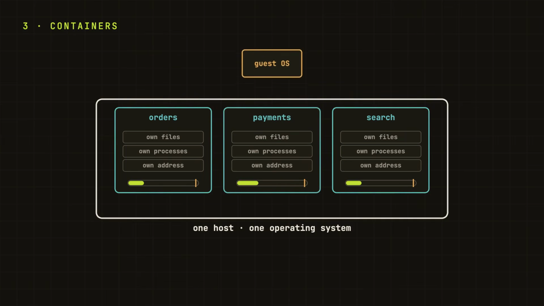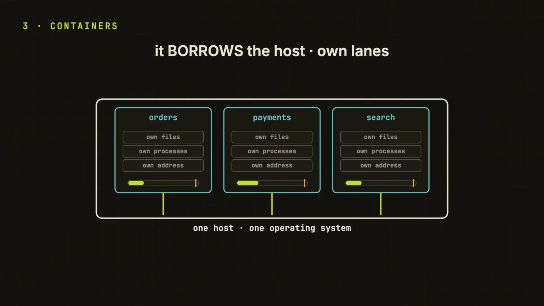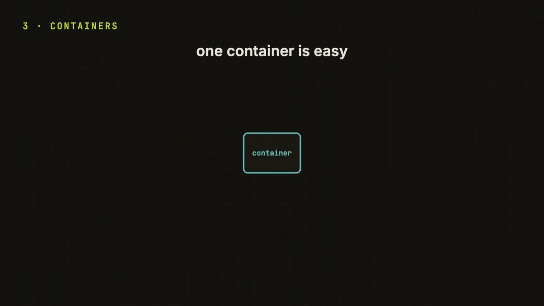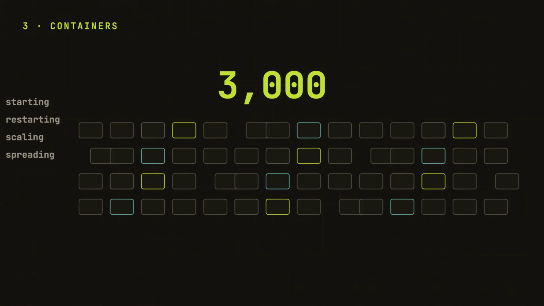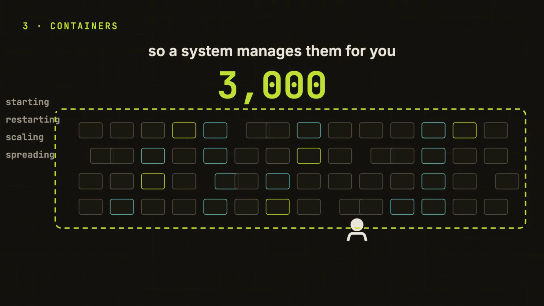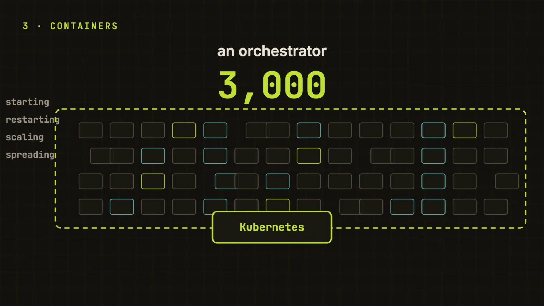So the box carries the libraries and files your app needs. It does not carry an operating system of its own. It borrows the host's, and the host keeps everything in its own lane. Now, one container is easy, but a big store runs thousands of containers across hundreds of machines, starting them, restarting the ones that crash, adding more when traffic rises, spreading them across machines. Doing all that by hand is impossible. So you need a system that manages them for you, and that system is Kubernetes. Kubernetes, often written K8s, is an orchestrator.